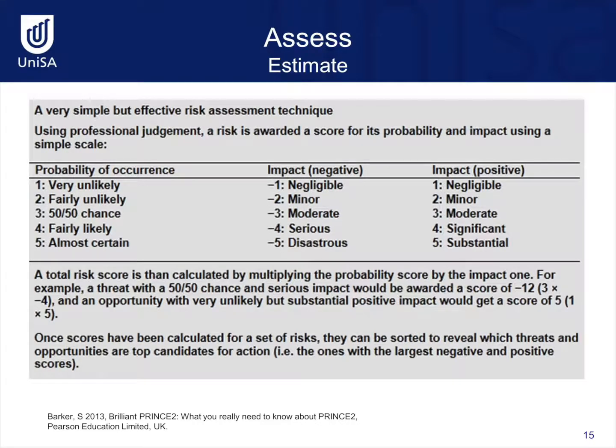An opportunity with a very unlikely occurrence and a substantial positive impact would have a score of 5, 1 times 5. Once scores have been calculated for each risk, they can be sorted to reveal which threats and opportunities are top candidates for action.